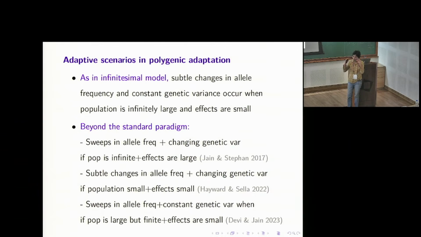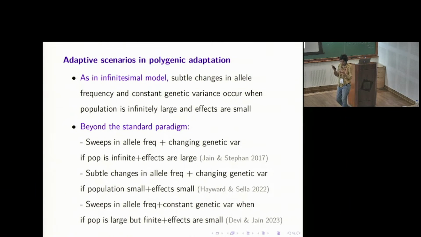And more broadly, I started by asking what other things can happen, what the other possible adaptive scenarios are. We find there are some parameter regimes where, just like in the infinite model, we have subtle changes in allele frequencies and no change in genetic variance. Those are the two key points in quantitative genetics which are assumed. But by studying this general model, we can pinpoint in what parameter regime you will see new things that go beyond the standard paradigm. We can see sweeps and changing genetic variance, and with other parameters, we can see subtle changes and changing genetic variance, or sweeps and constant genetic variance. So that's the broad thing that I wanted to say.